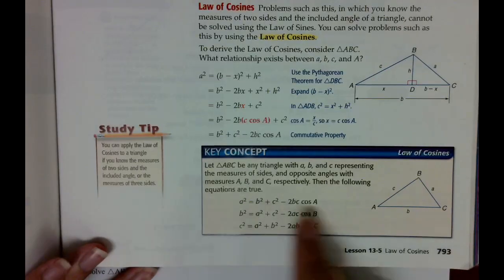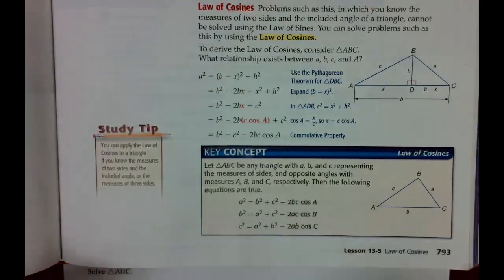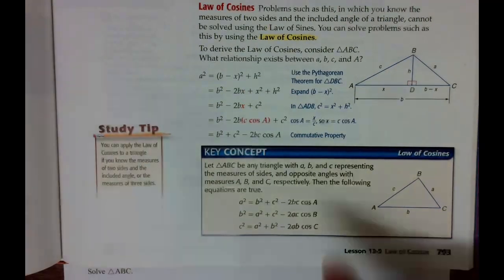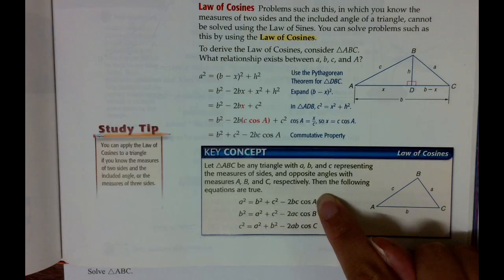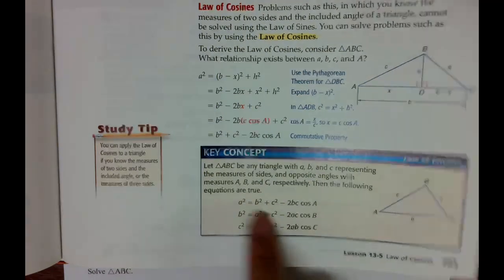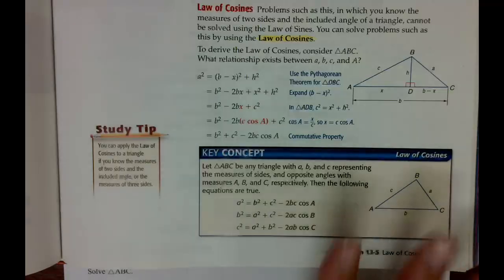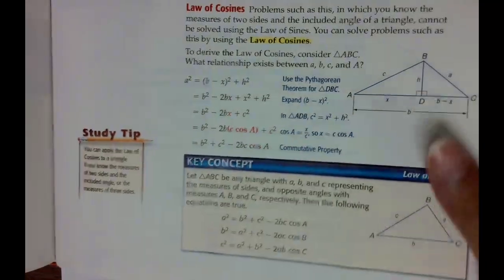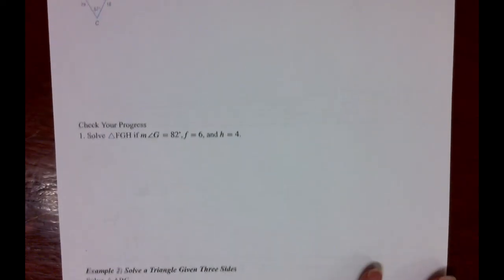And then how you know which one you want is your unknown, the thing you are solving for. If it's a side, it should be here, or if it's an angle, it should be this angle that we're talking about here. So there's no need to memorize all three of them if you understand this part and this part. So with that in mind, let's get started with 13-5.